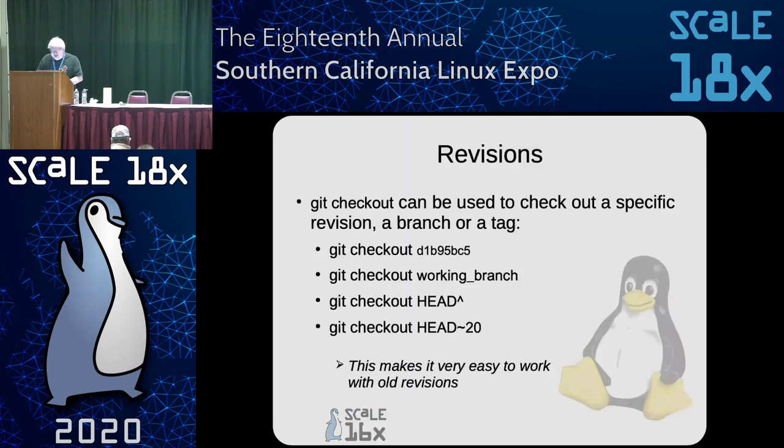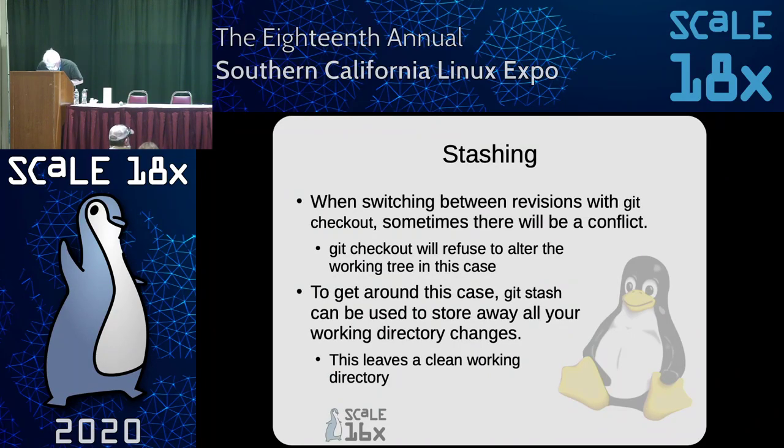Right, now let's talk about revisions. So you can check out branches, but you can also check out other things. You can check out a specific revision, aka SHA1 hash. You can check out a specific tag. You can check out branches. This makes it very easy to work with older revisions. When switching between revisions with Git, sometimes there'll be conflicts, and in that case, git checkout will refuse to alter the working tree, and it'll warn you.